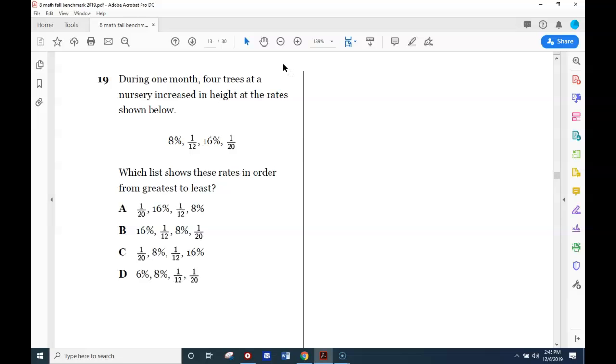A, 1 over 20, 16%, 1 over 12, 8%. B, 16%, 1 over 12, 8%, 1 over 20. C, 1 over 20, 8%, 1 over 12, 16%. D, 6%, 8%, 1 over 12, 1 over 20.